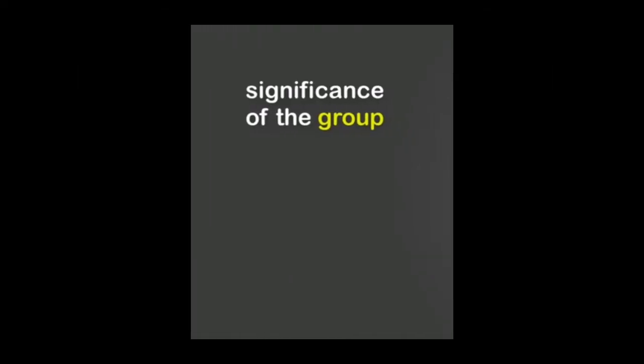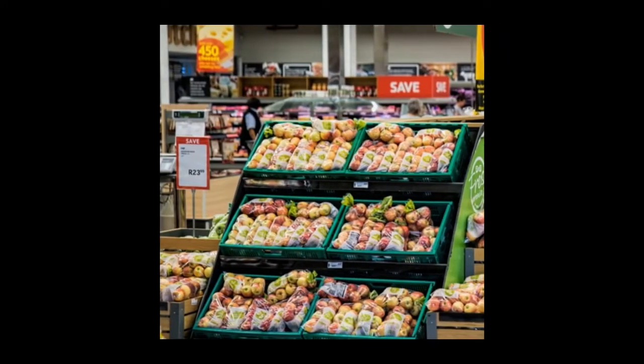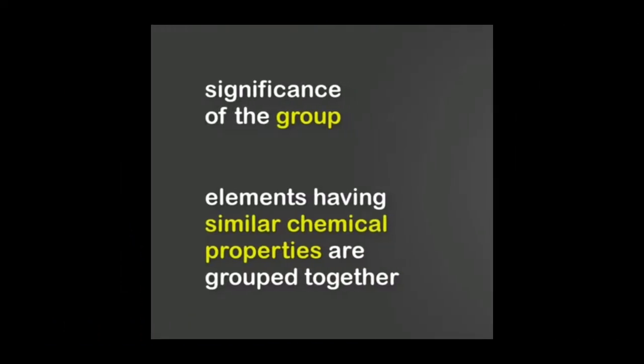Now, let's learn about the significance of the group. We will always group similar things together so that it will be easy for us to identify. A simple example for this is the grocery store, where you find similar things grouped together. For example, you will find all the vegetables together, chocolates together, etc. Similarly, in the periodic table, elements having similar chemical properties are grouped together.